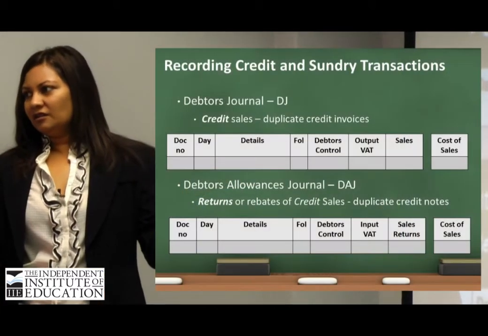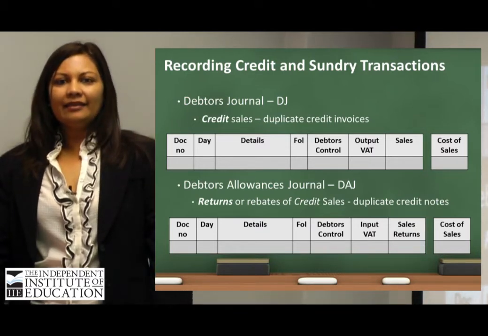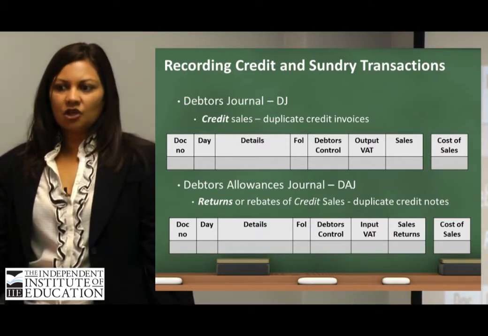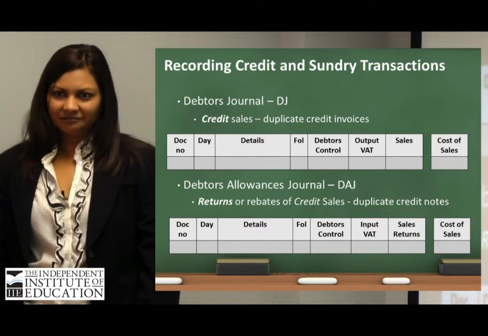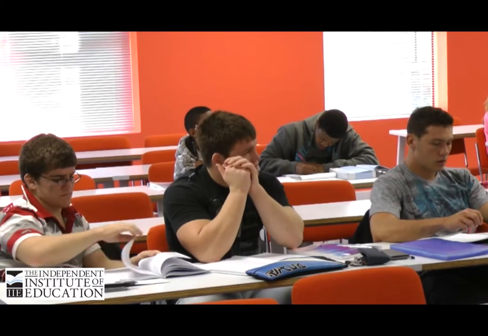No? You'll notice that we don't have any sundry columns here, because we generally wouldn't sell anything else besides our stock on credit to anyone else. Okay? So that's why we don't have the sundry columns here.